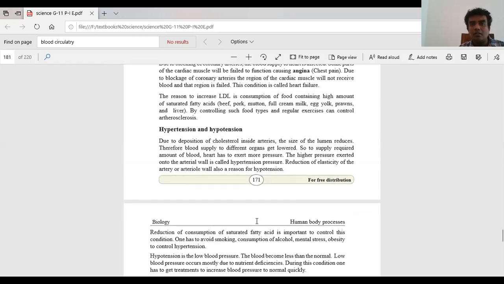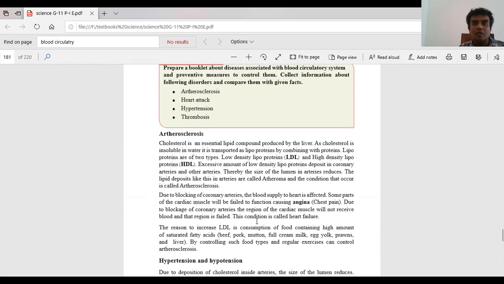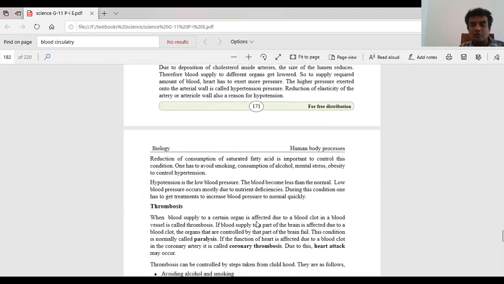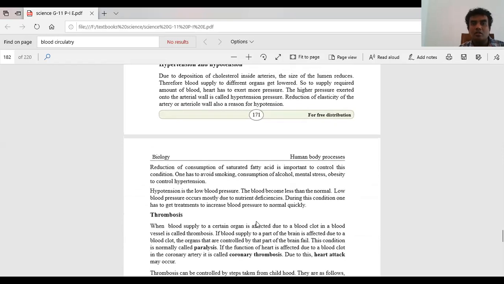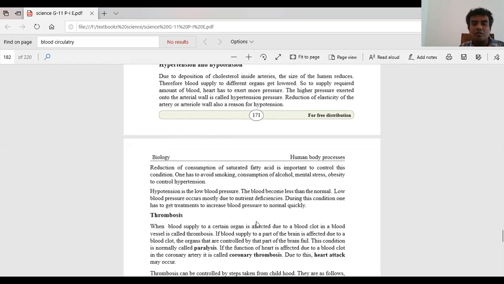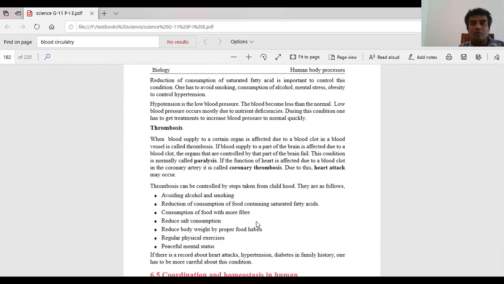Right. Then the third disease that we need to study is thrombosis. Atherosclerosis and thrombosis, we sometimes confuse their symptoms and cases. I told you atherosclerosis happens due to the deposits of cholesterol, but thrombosis happens due to the formation of a blood clot inside the artery.